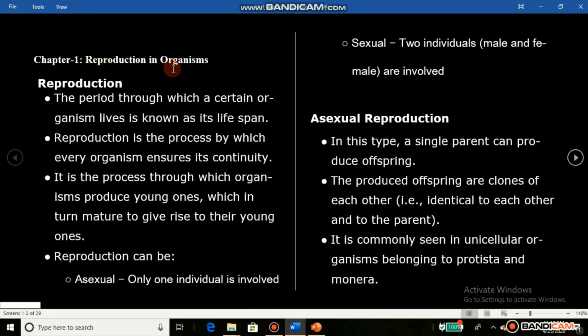Reproduction in organisms. Let me tell you about reproduction first. Definition of reproduction. What is the meaning of reproduction? See this word, it is written here: re. It means again. So the production will happen again. It means that the life already existing on earth will be produced again.